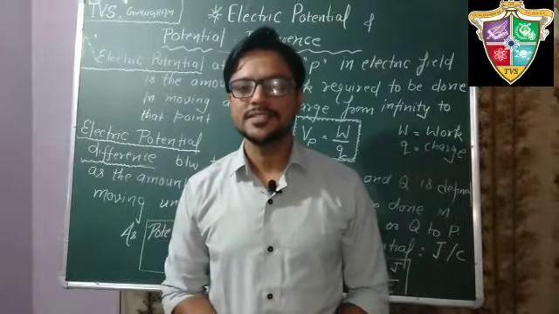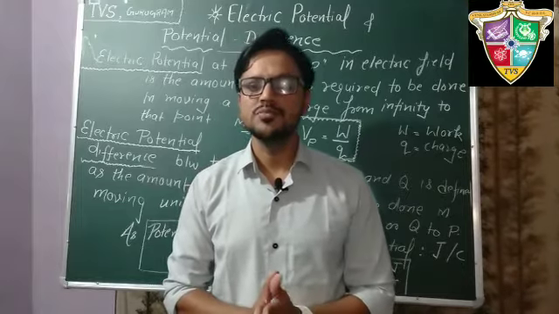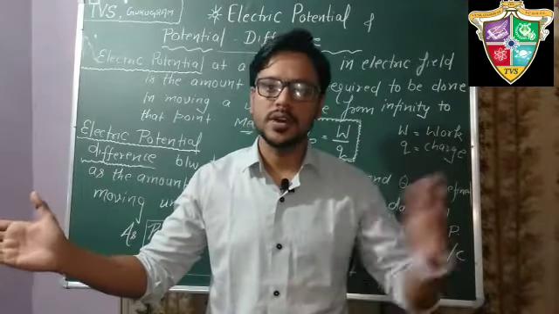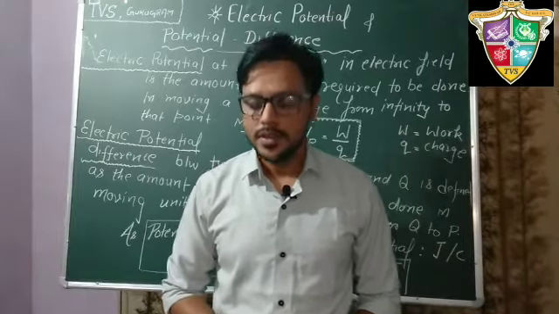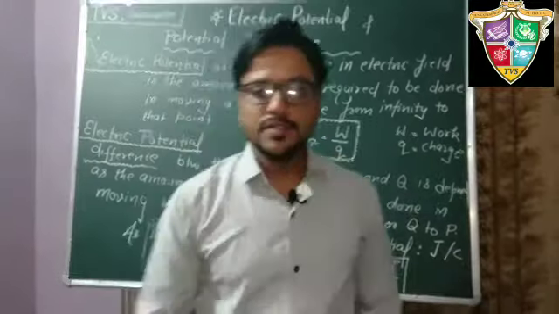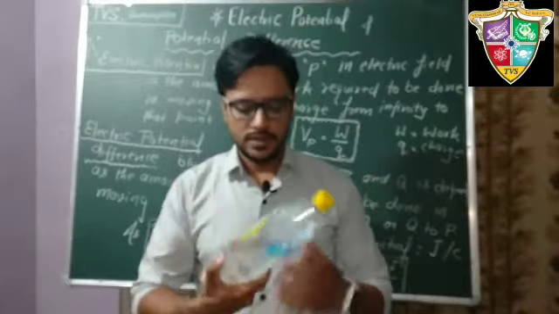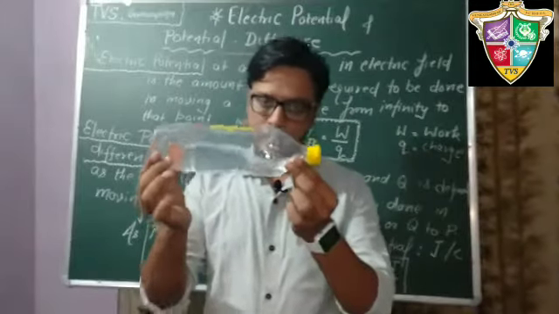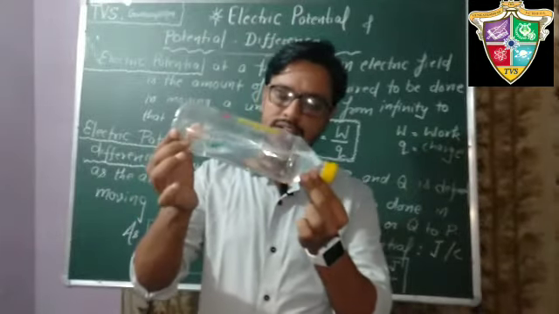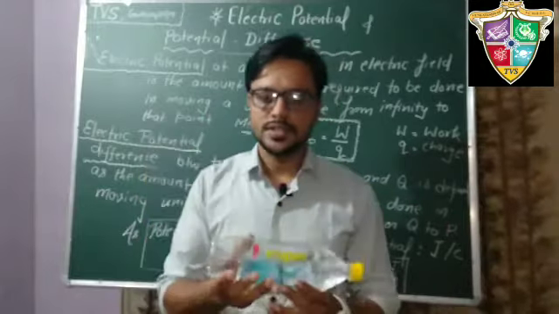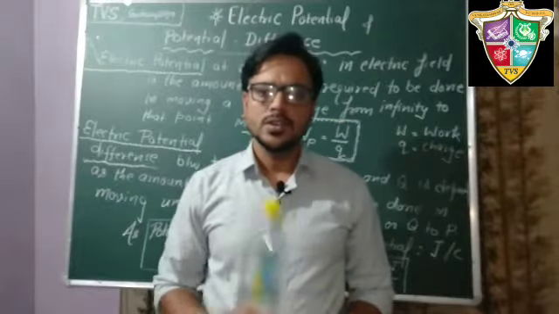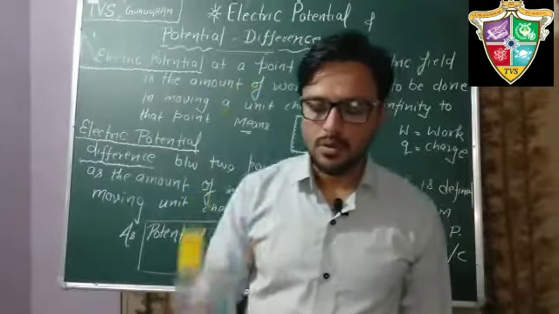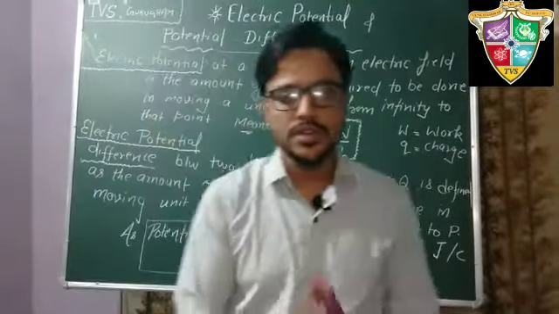Hello students, now we will discuss why charge moves from one point to another in a conductor. What is responsible behind movement of charge? If I give an example of this water bottle, if I tilt this bottle in left direction, water moves in this direction, and if I tilt in this direction, water moves this direction. So what is the cause of motion of the water in the bottle?